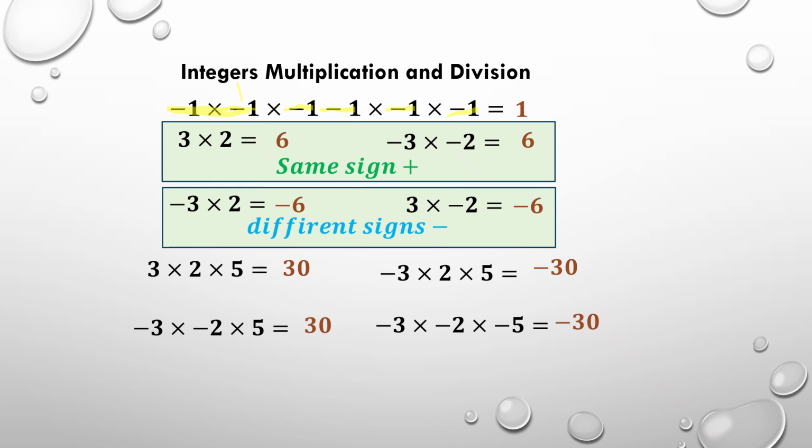But let's look at it in a different way. The easy way is you count how many negative signs are there. There is 1, 2, 3, 4, 5, 6 negative signs. If it's an even number, then the answer is positive. Because there are 6 negative signs, the answer is positive 1. If there is an odd number of negative signs, the answer is negative.